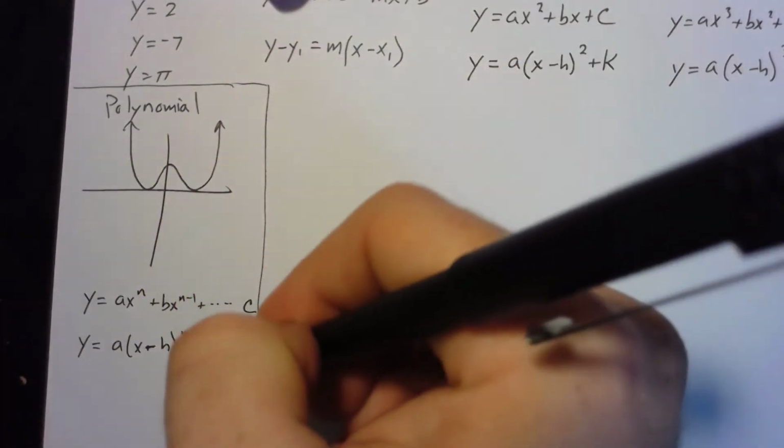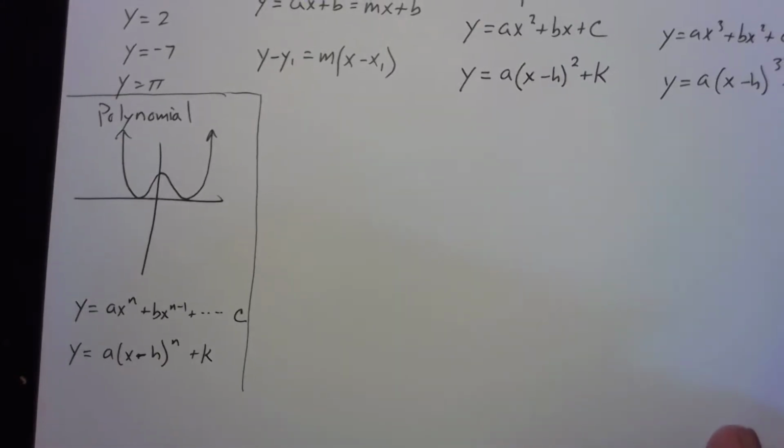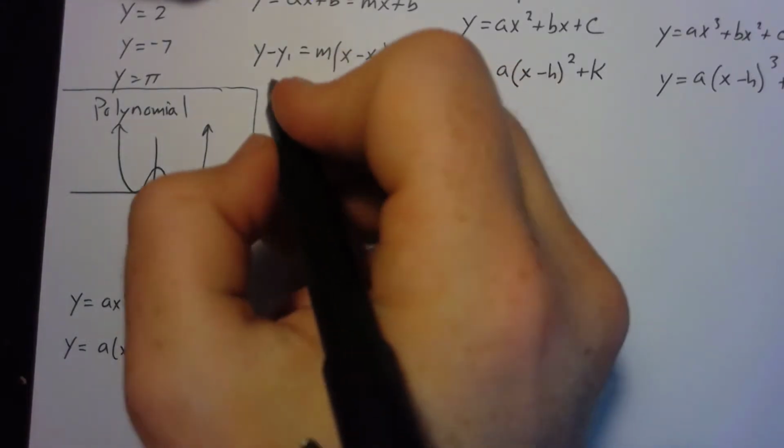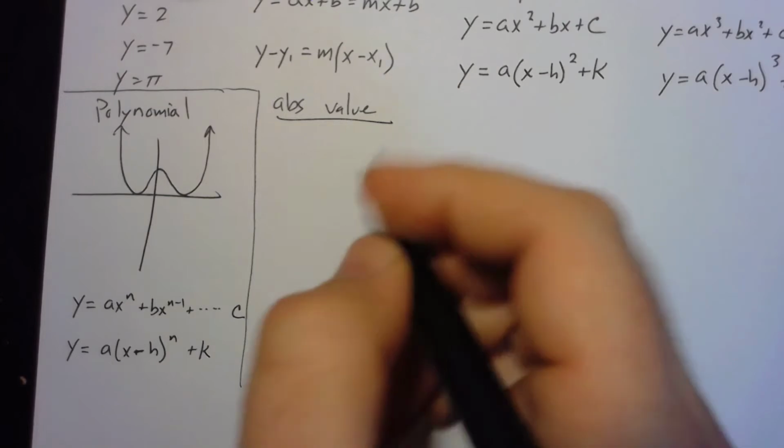Now, after we've gotten past a polynomial, all other curves are going to be some semblance of a generic other curve. So, if we start with an absolute value equation, it will look something like this.